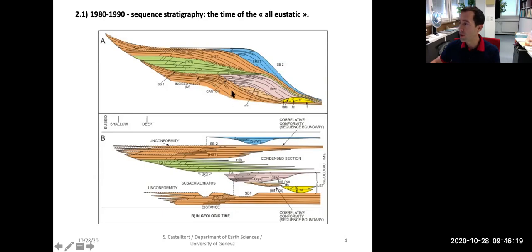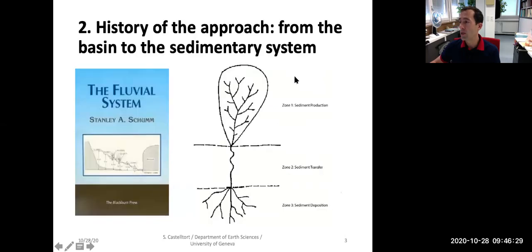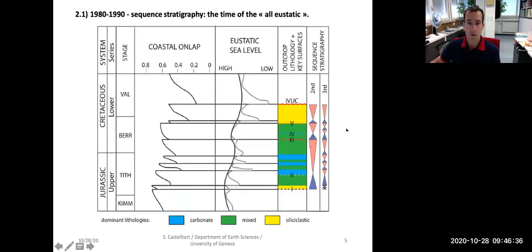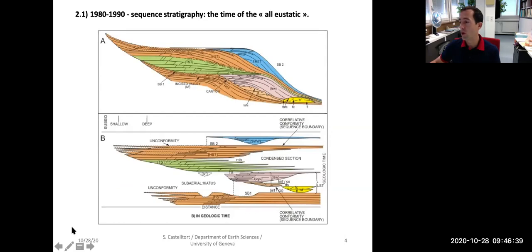So it's a kind of logical frame and deterministic, in the sense that in this theory of sequence stratigraphy, there is a direct connection between parameters and results, so it's deterministic. And basically, it gives the sedimentary geologist a frame to interpret the deposits they see. And in particular, it shows that the deposits are organized spatially and temporally.